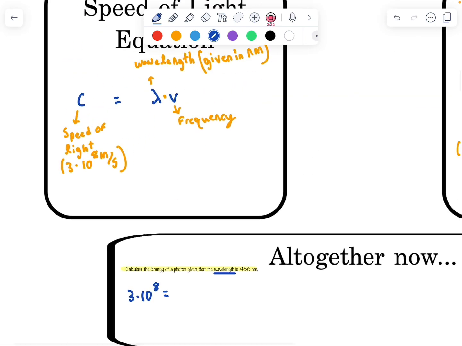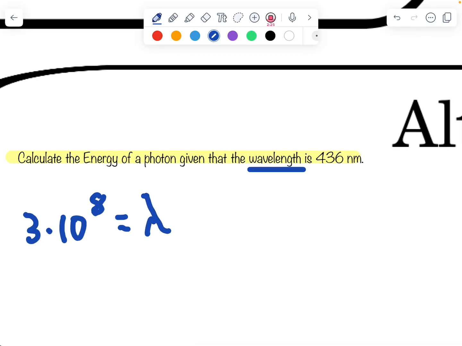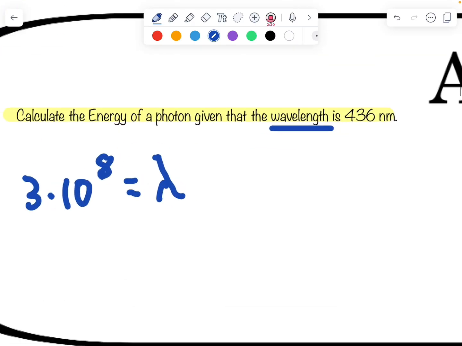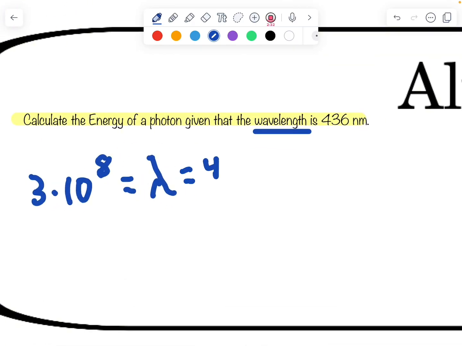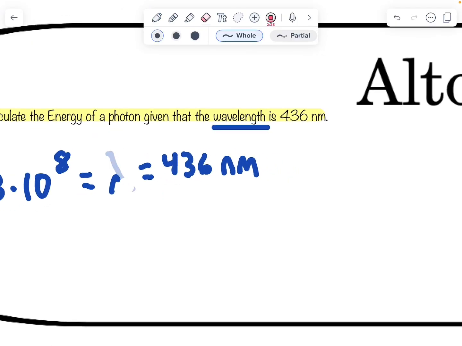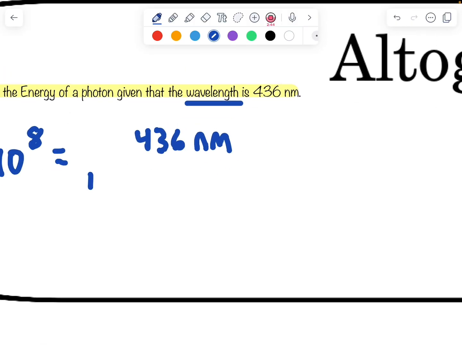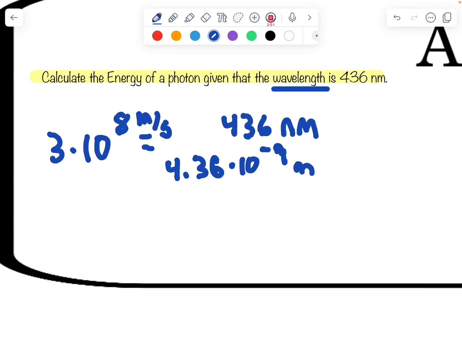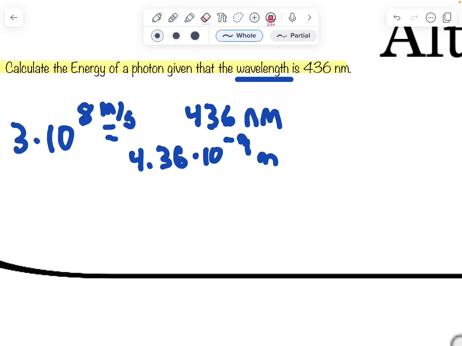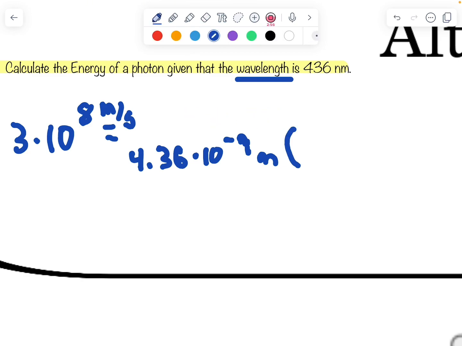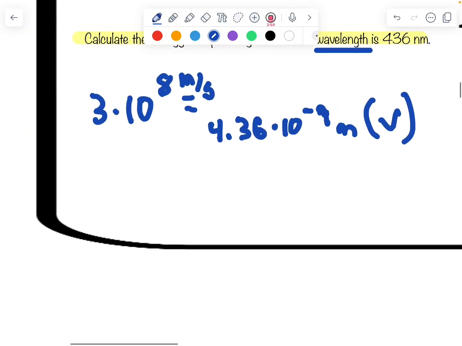which is like a Greek lambda. Sorry, I'm not too good at Greek. And then we know our wavelength, so this is going to be equal to 436 nanometers, and a nanometer is 10 to the negative 9th, so I'm going to rewrite this as 4.36 times 10 to the negative 7th meters, because this is meters per second. Then we're going to times that by our frequency, because we need to find out our frequency.